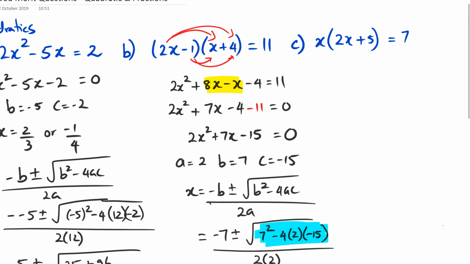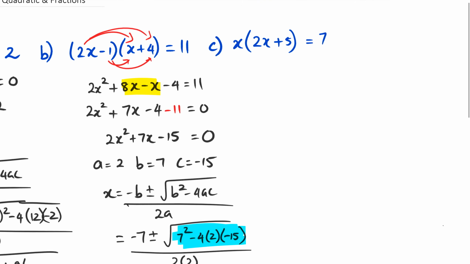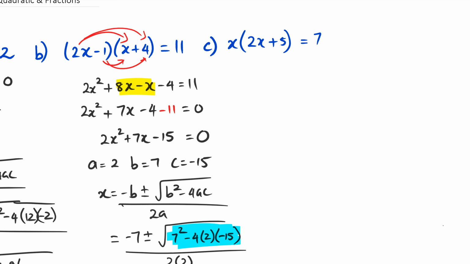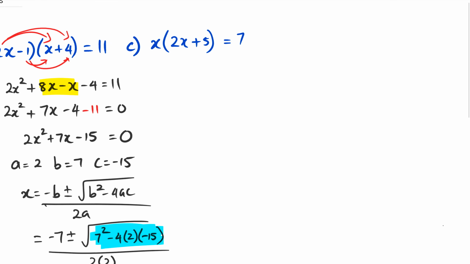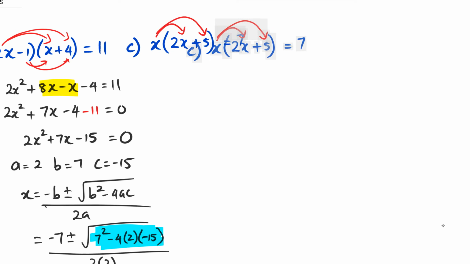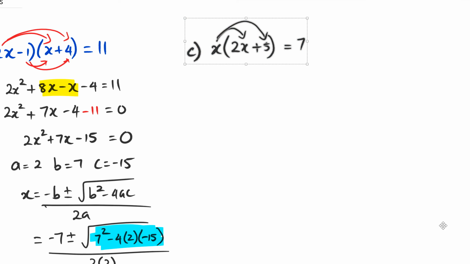All right, next question. Do you guys need a bit of time or do you want me to go through it? Go through it? All right. So what we're going to do is expand the brackets. First, we've got x times 2x, which is 2x squared. And then x times 5 is 5x. And this is equal to 7.